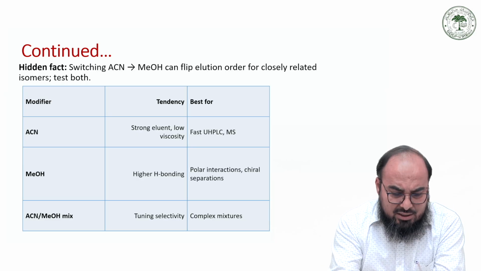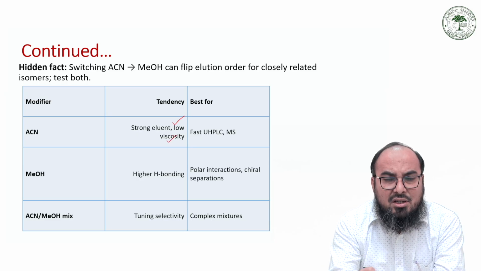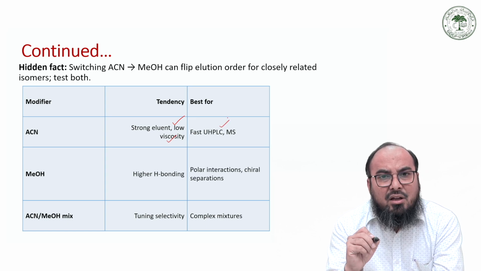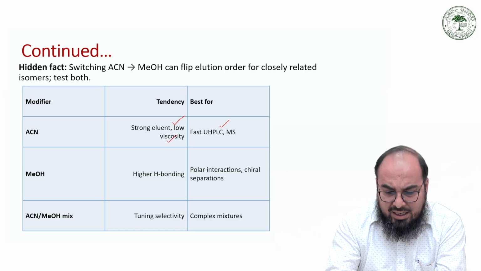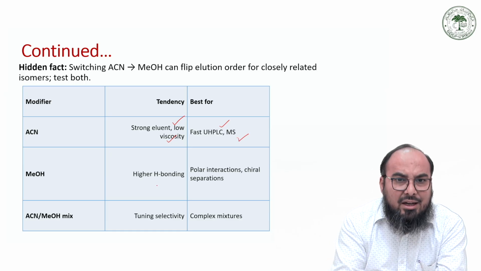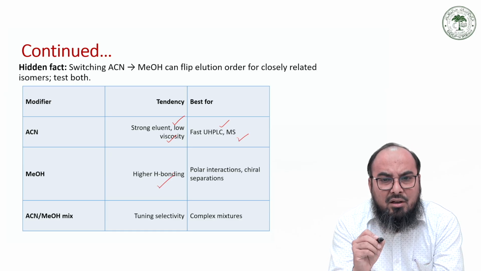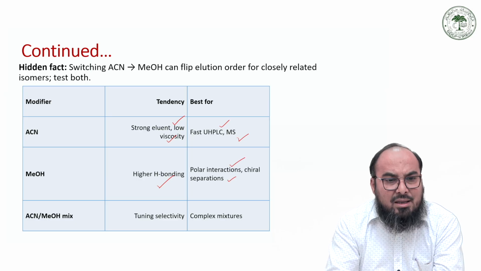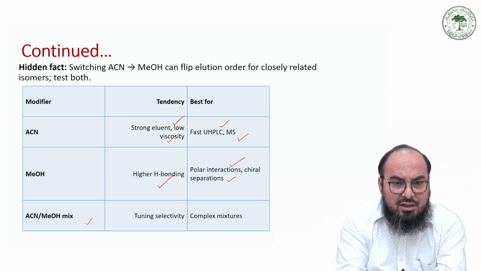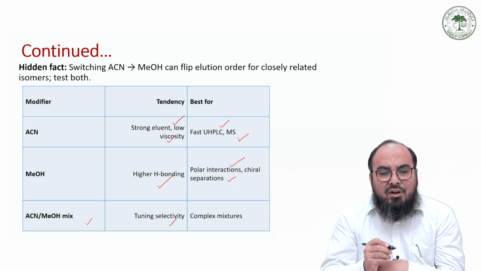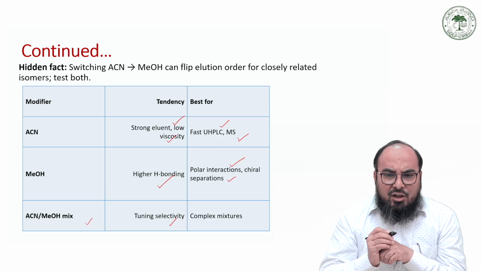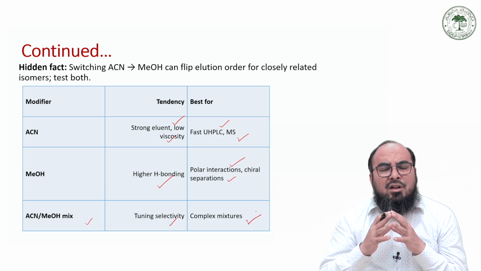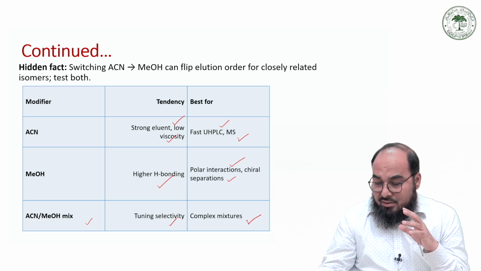Acetonitrile is a strong eluent and has low viscosity. It is very good while working with ultra high performance liquid chromatography as well as mass spectrometry. Methanol gives rise to hydrogen bonding. It is best for polar interaction as well as for chiral separation. Now if you mix the two solvents, then you actually tune the selectivity for the separation of different components, and it is very good for complex mixtures where you have a set of polar analytes.